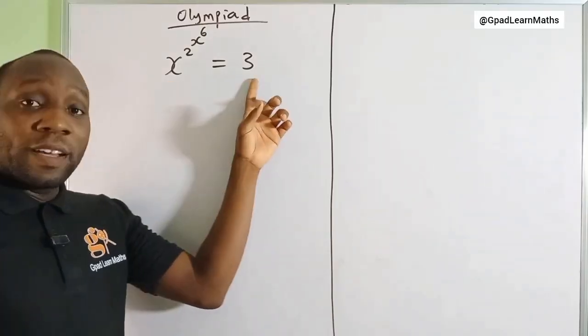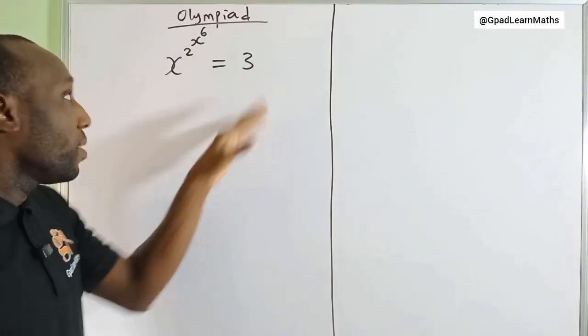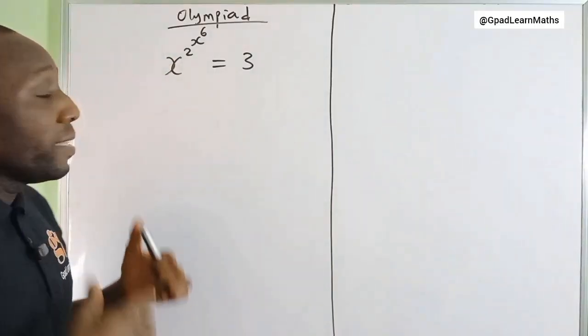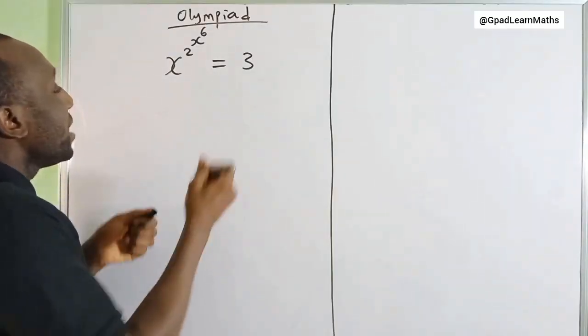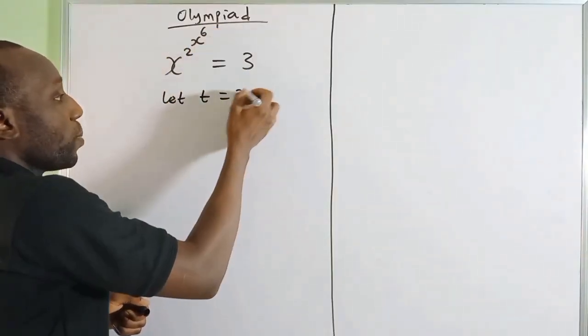What in the name of Olympiad is going on here? So we want to solve this Olympiad question. Now this is x raised to the power of 2 raised to the power of x raised to the power of 6. To make this easy for us, I am going to say let t be equal to x raised to the power of 6.